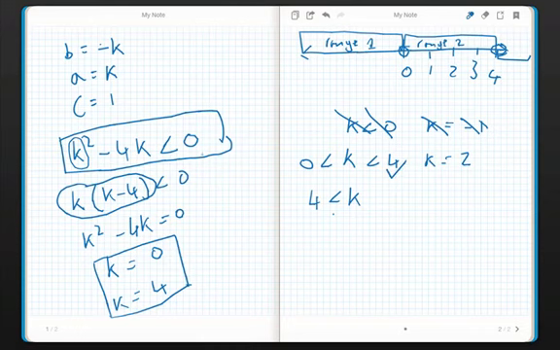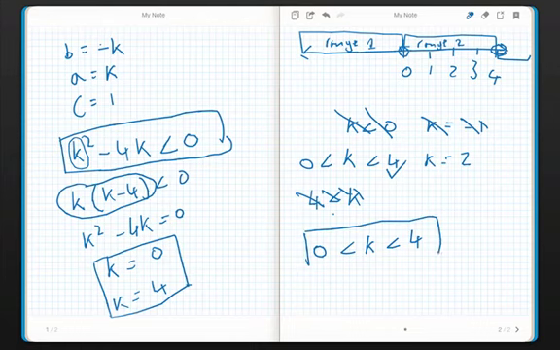Now we take k greater than 4. So greater than 4 means 5. So 25 minus 20. And is that less than 0? No. So we cross this out. Therefore, our final answer has to be k greater than 0 and less than 4. This is one of our answers.